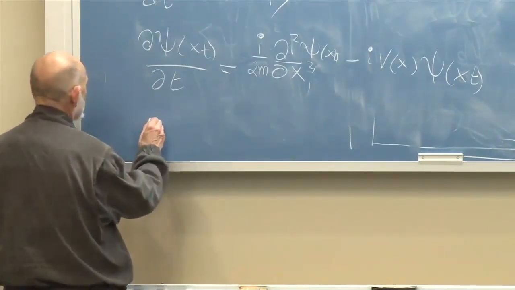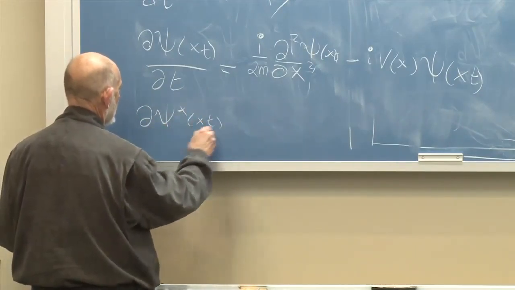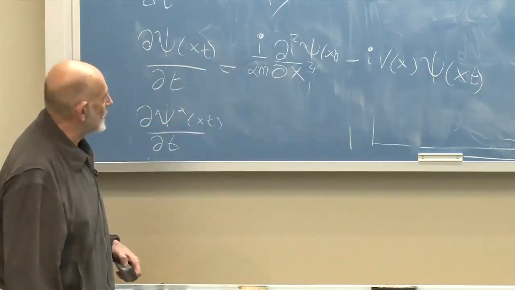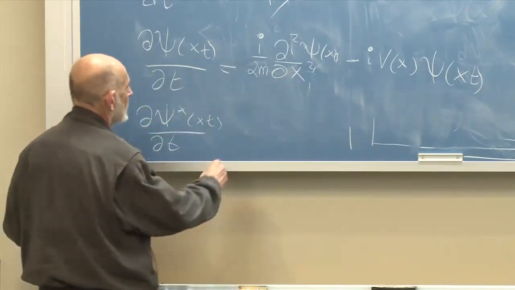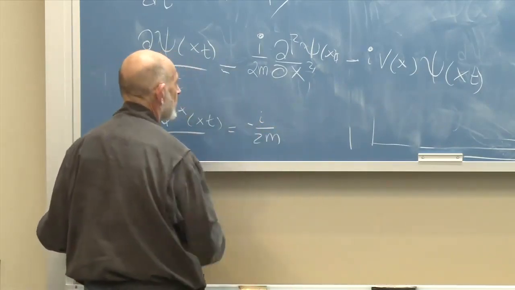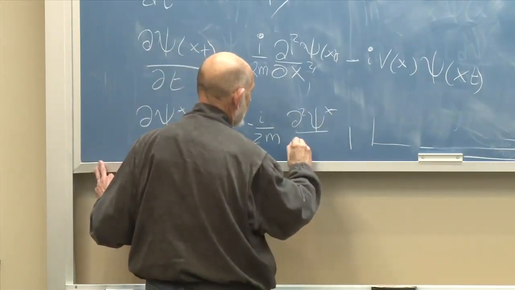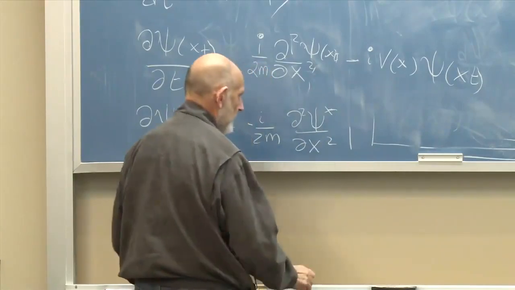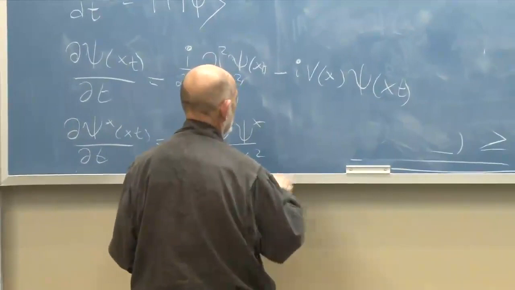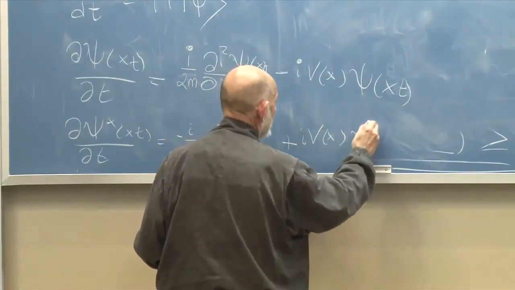Let's also write down d psi star of x and t with respect to t. It's not a new equation. It's just the complex conjugate of this one. And that one will be minus i over 2m d second psi star by dx squared plus i V of x psi of x.